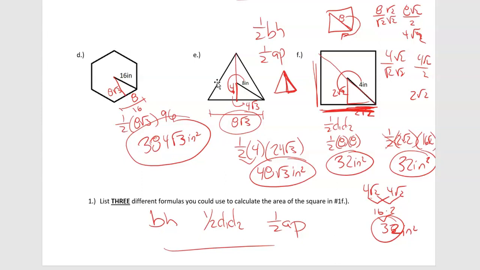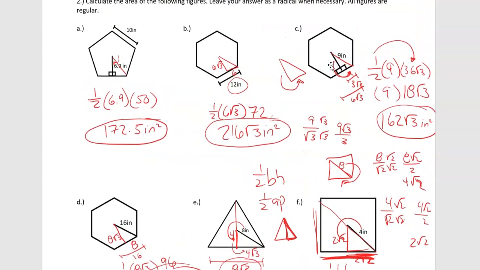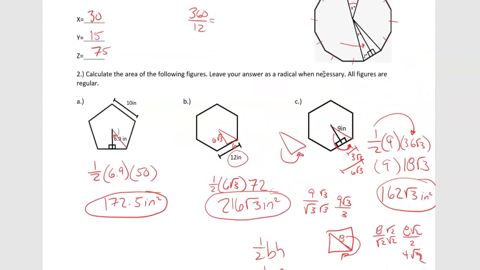Alrighty, I would say probably out of these, the hardest one is C, because you're going to have to divide by rad 3. You're going to have to double it. You're going to have to multiply by the number of sides, because that's going to get you your perimeter. Hopefully that made sense.